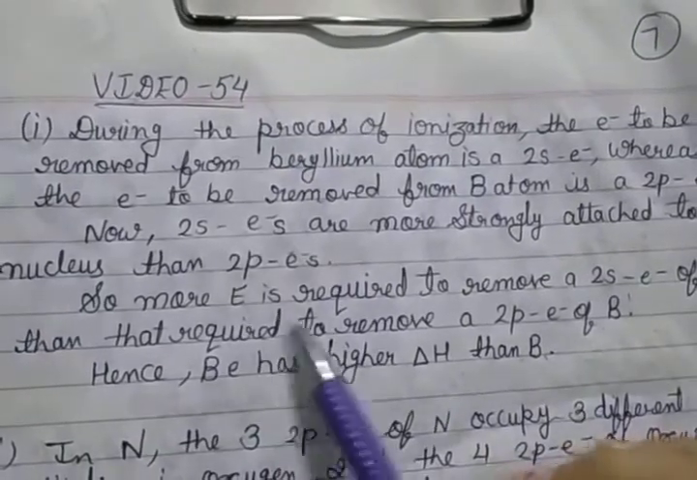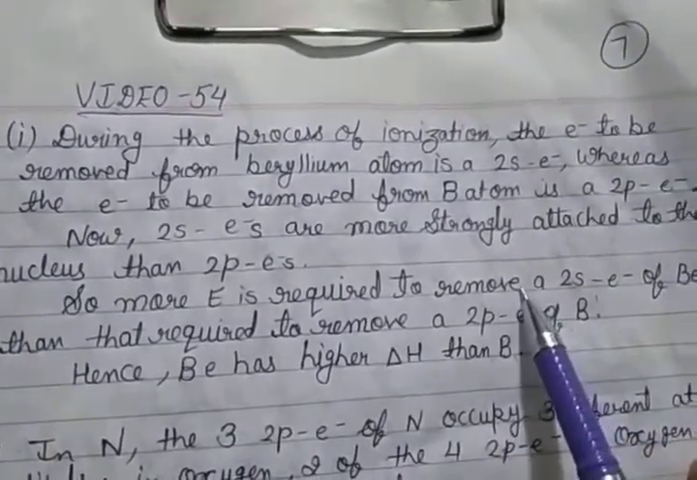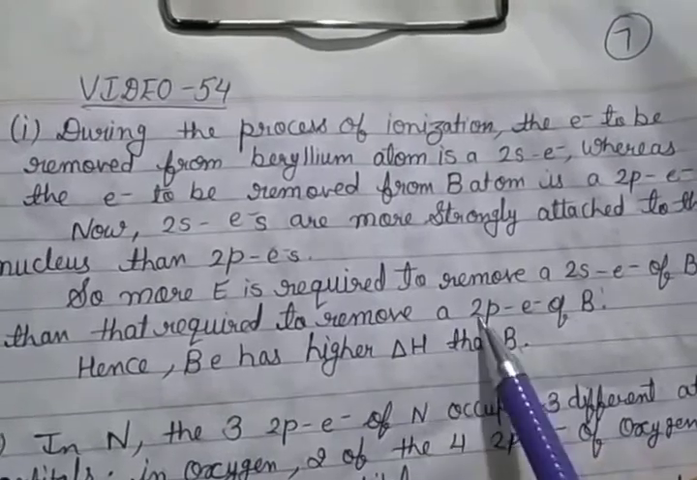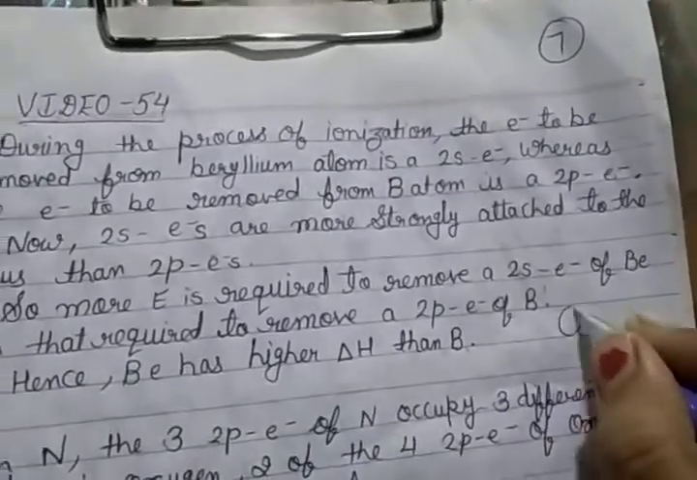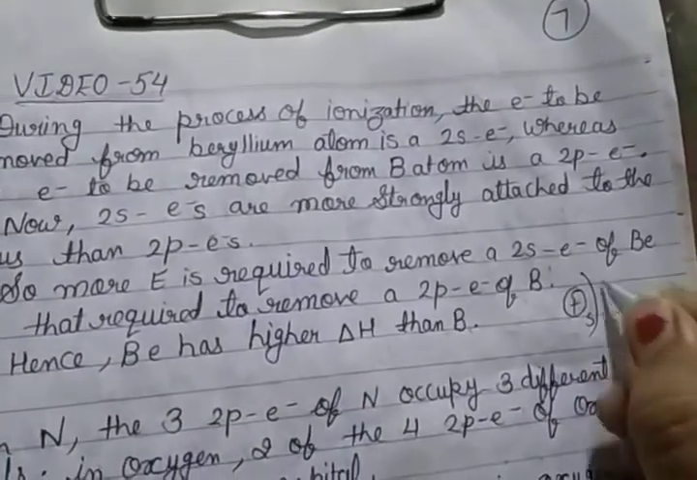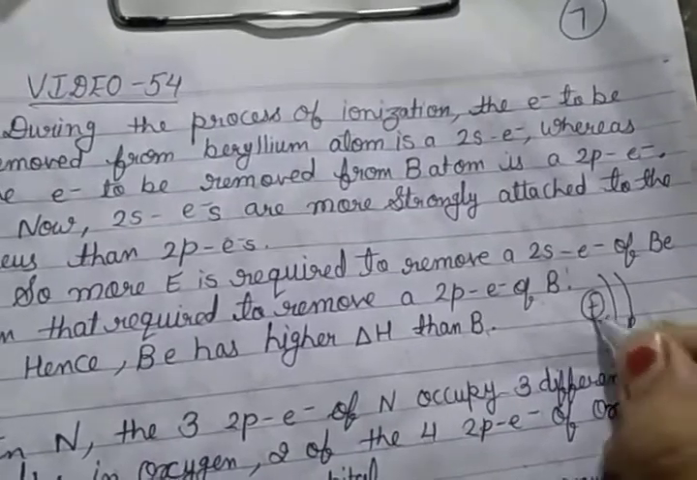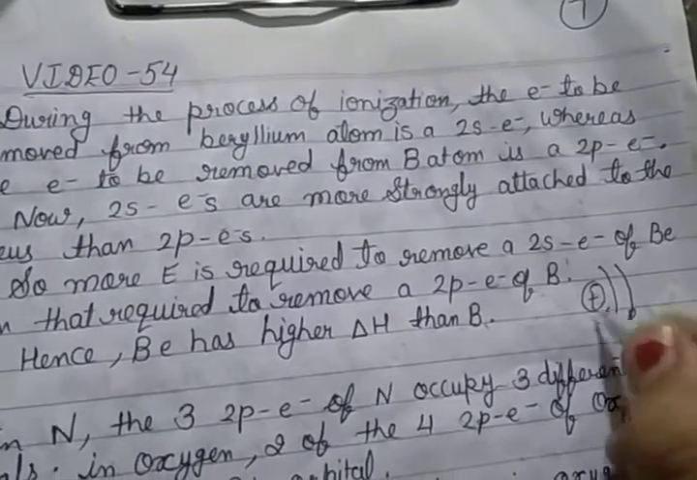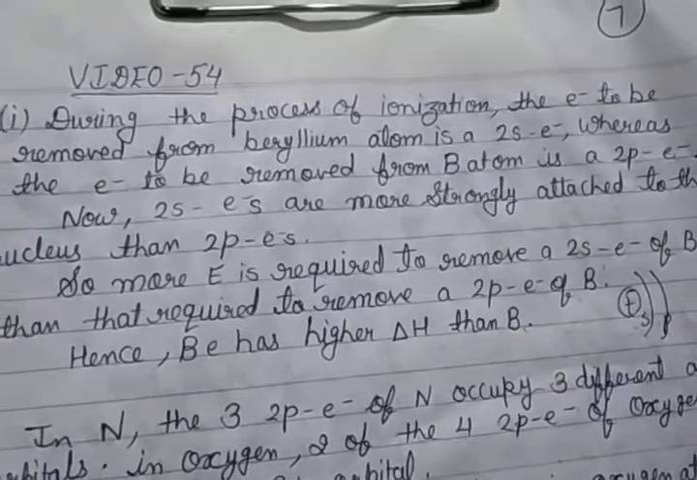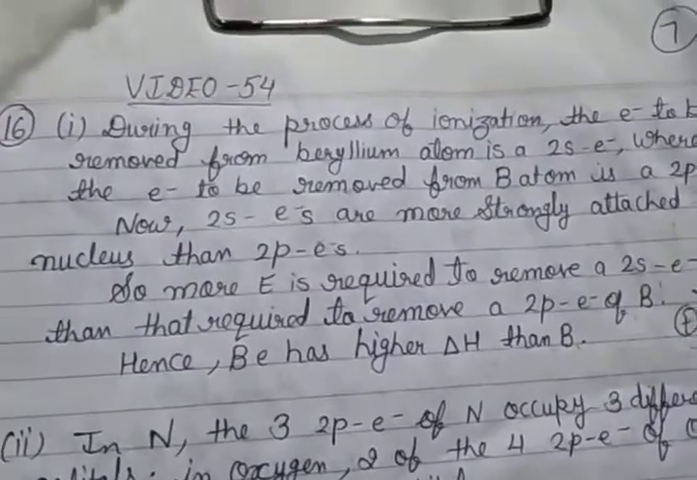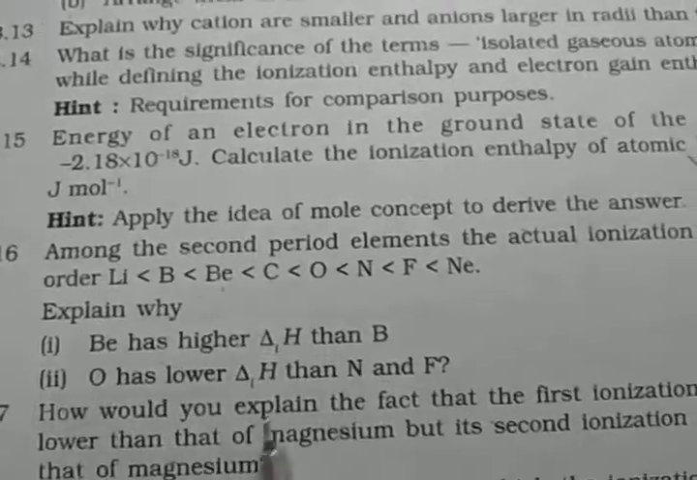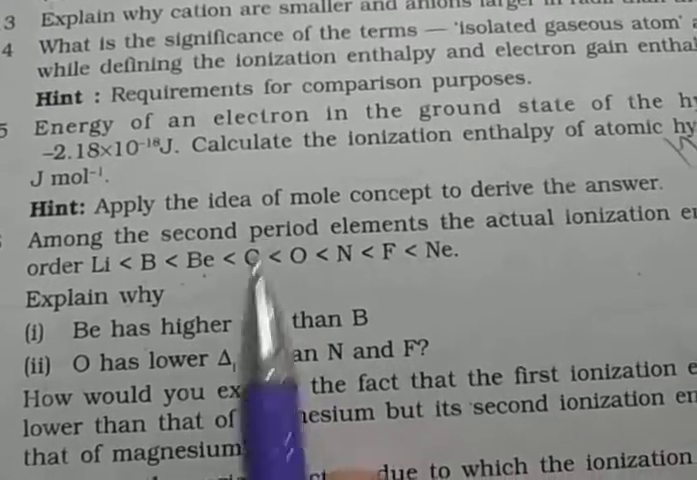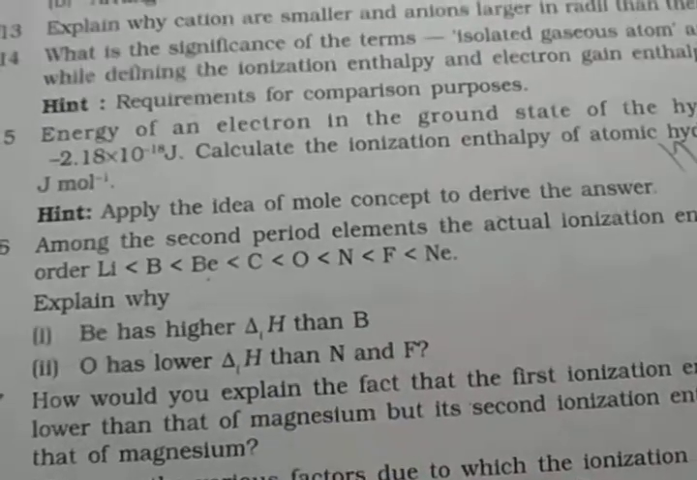More energy is required to remove the 2s electron of beryllium than the 2p electron, because the nucleus is nearer to the s electrons, then the p. So the nucleus is nearer to the s block, so maximum energy is required. Then the second question: oxygen has lower ionization enthalpy than nitrogen and fluorine.